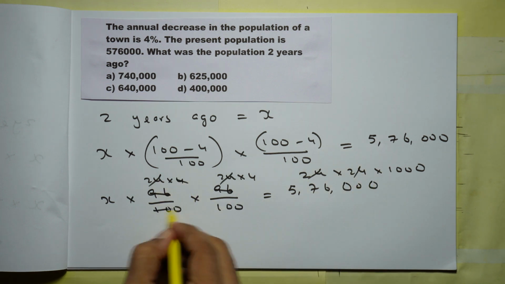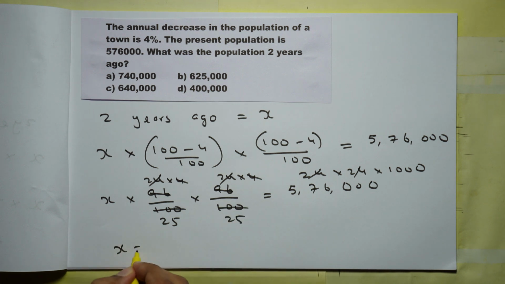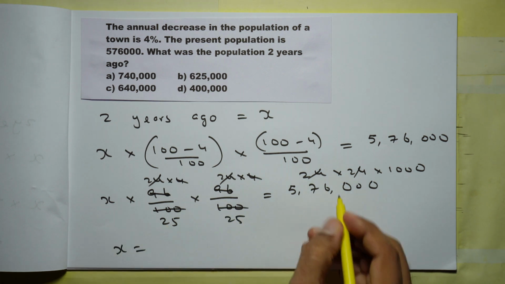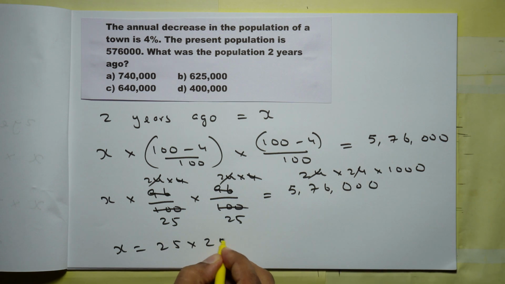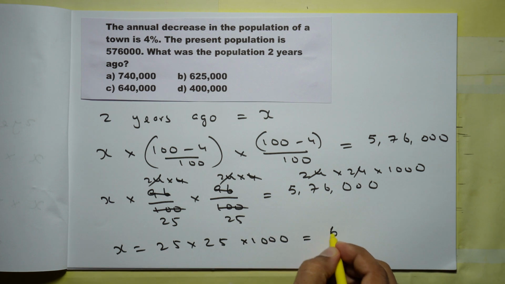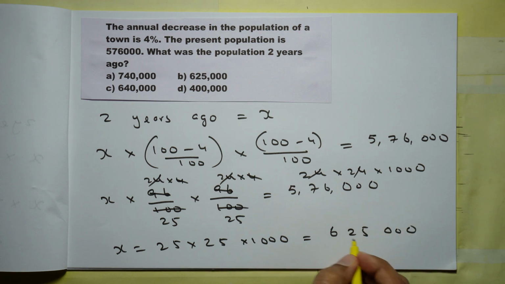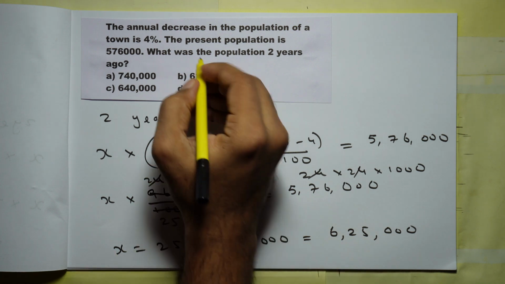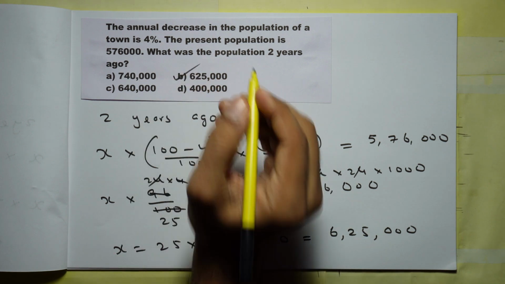Here 4 divides 25 times. So X you will get as 25 into 25 into this 1000. 25 into 25 is 625, and these 3 zeros. So you will get 6,25,000. So that was the population 2 years ago, that is X. So what was the population 2 years ago? 6,25,000, option B.